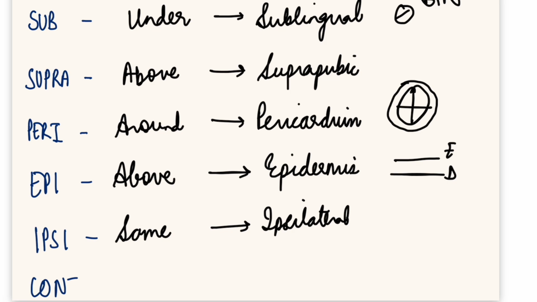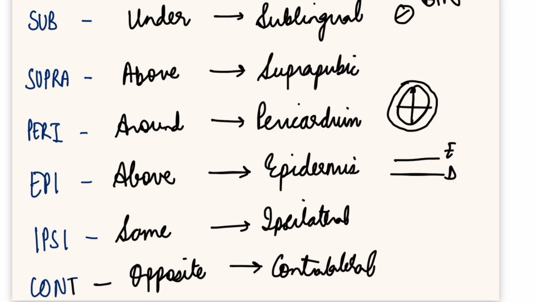Now coming to contralateral. Contra means opposite. The term is contralateral. Your spleen and your liver are contralateral to each other. Why? Spleen is present on your left side, liver is present on your right side.